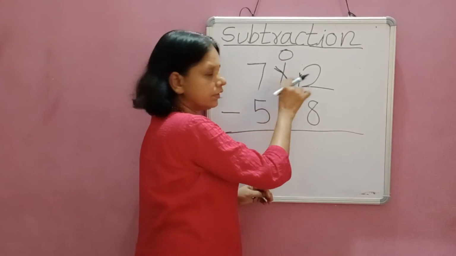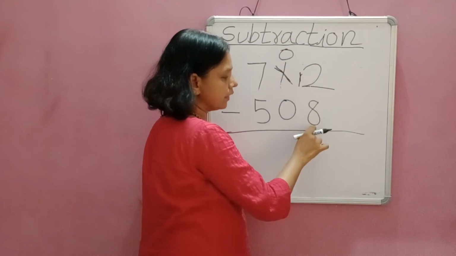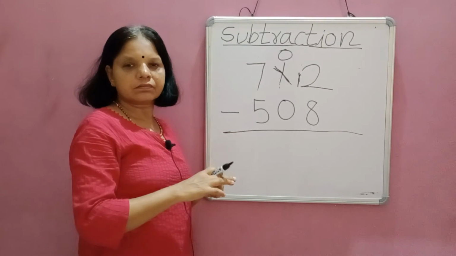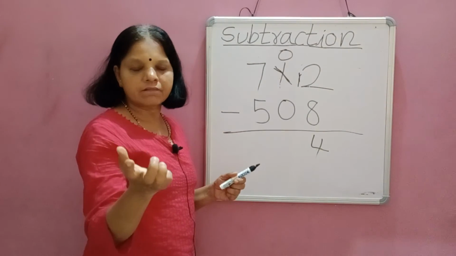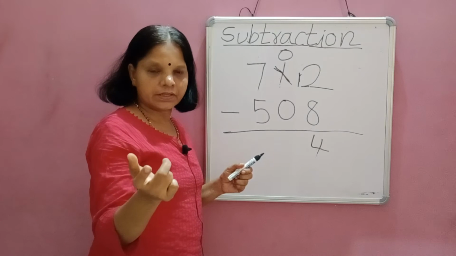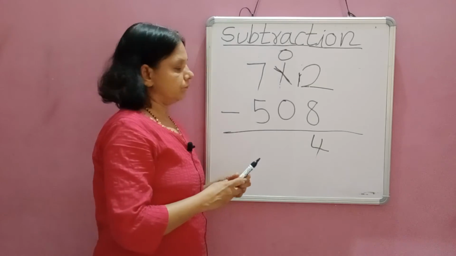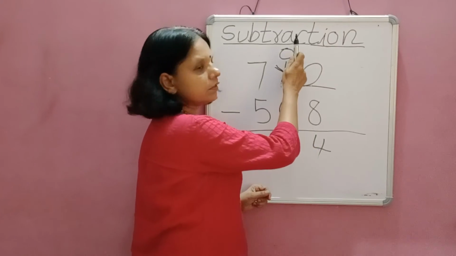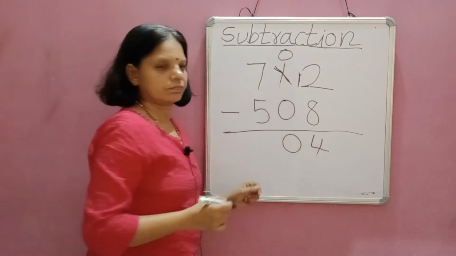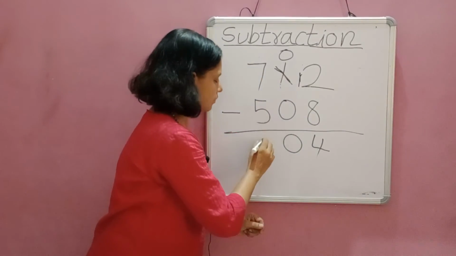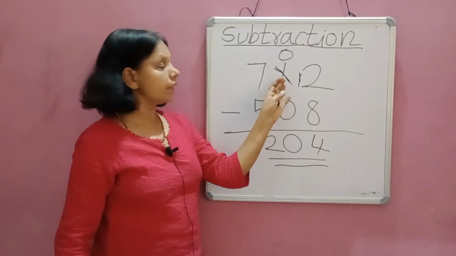So here 1 is taken to the units place, that becomes 10, that is 12. Now we can subtract 12 minus 8. 12 minus 8, what is the answer? 4. How did we get the answer 4? 11, 10, 9, 8. 4 units counted down. So 4 is the answer. Now what is remaining here? 0. 0 minus 0? 0. 7 minus 5? 2. 204 is the answer.